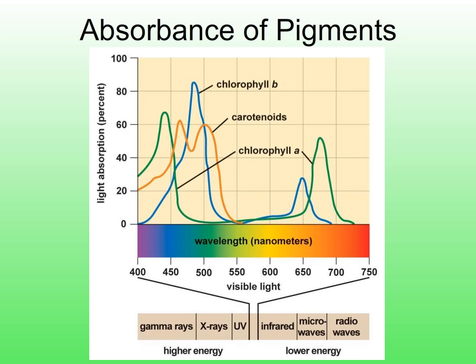Light absorption is on the x-axis, while the wavelengths in nanometers are on the y-axis. Chlorophyll, the blue and green curves, strongly absorbs violet, blue, and red light. Carotenoids, the orange curve, absorb blue and green wavelengths. Make sure you know how to read this diagram.